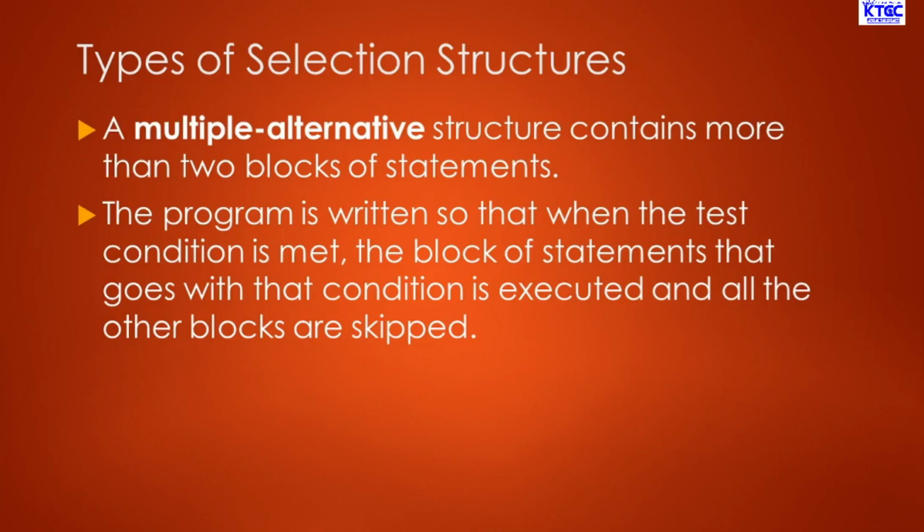With this one, you have a lot of decisions to make, a lot of alternatives with a lot of test conditions based on the type of program you are writing. The multiple alternative structure contains more than 2 blocks of statements. It can be many, right? The program is written so that when the test condition is met, the block of statements that goes with that test condition is executed, and all other blocks are skipped. Since we have a lot of test conditions and their respective statements, the one that will be executed is the one whose test condition is met.